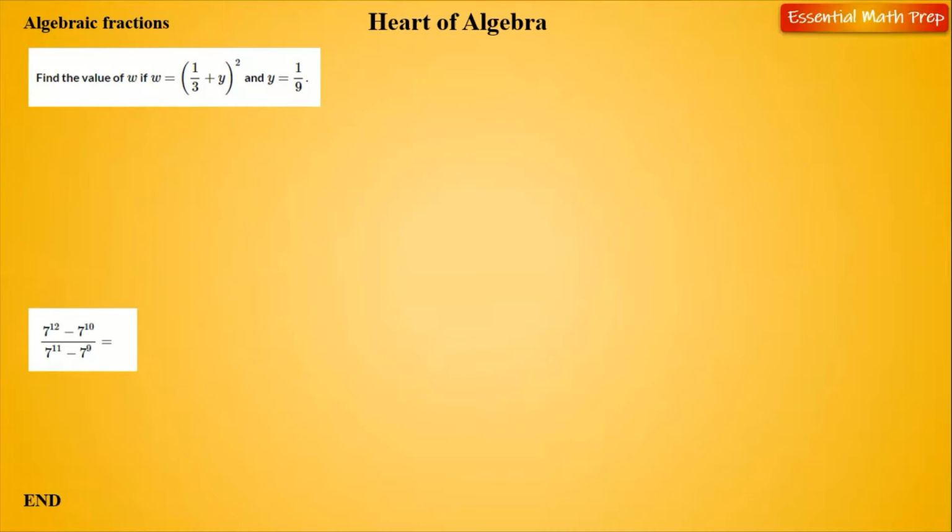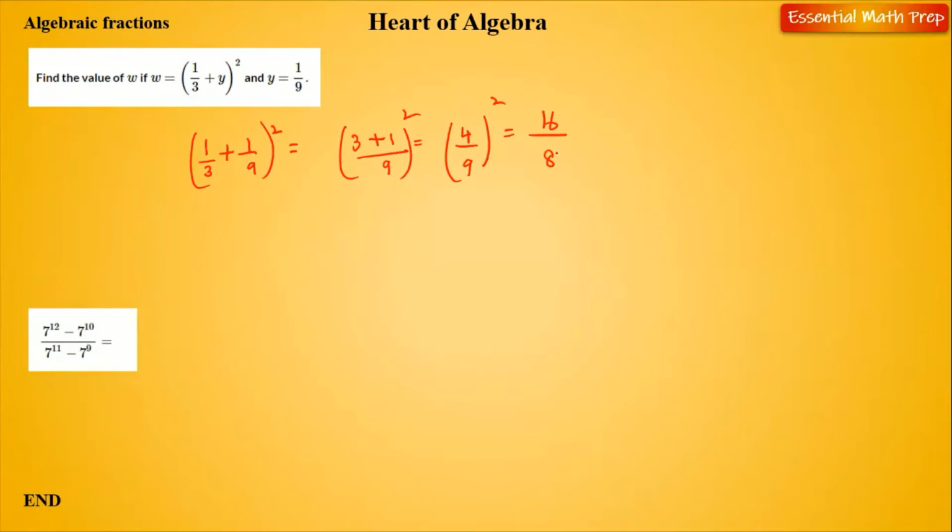So find the value of w if w equals 1/3 plus y squared and y equals 1 over 9. Okay, it's very simple. All you have to do is substitute the value of y into this expression. Okay, 1/3 plus 1 over 9 squared, right? So the common factor here is 9. So it's 3 plus 1, which is 4 over 9 squared. So that's essentially 16 over 81. That's it. Very simple, isn't it?